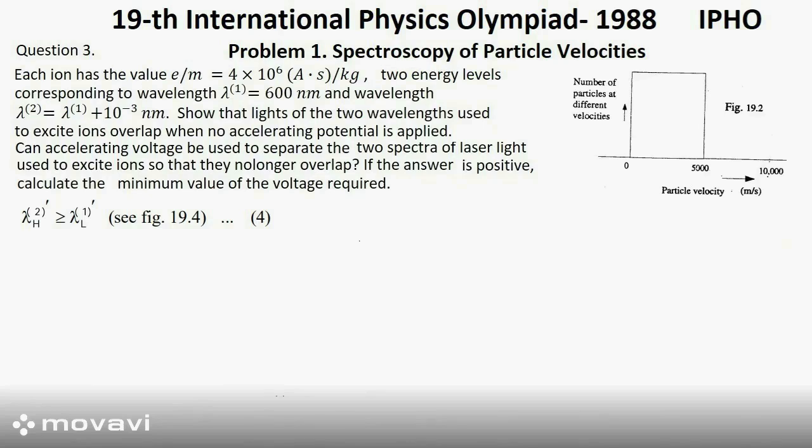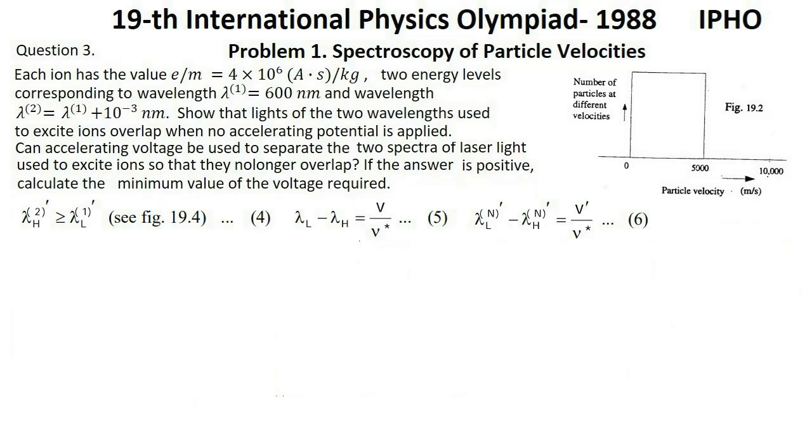Expression 4. Keep in mind that lower energy means longer wavelengths and vice versa. From condition 3 we have lambda L minus lambda H equal to v over nu star. Expression 5, lambda Ln prime minus lambda Hn prime. The meaning of this equation is, if the velocity of the ion is v, the wavelength which the ion sees is lambda L, when lambda H is the wavelength which the ion of zero velocity sees. Expression 5, lambda Ln prime minus lambda Hn prime.